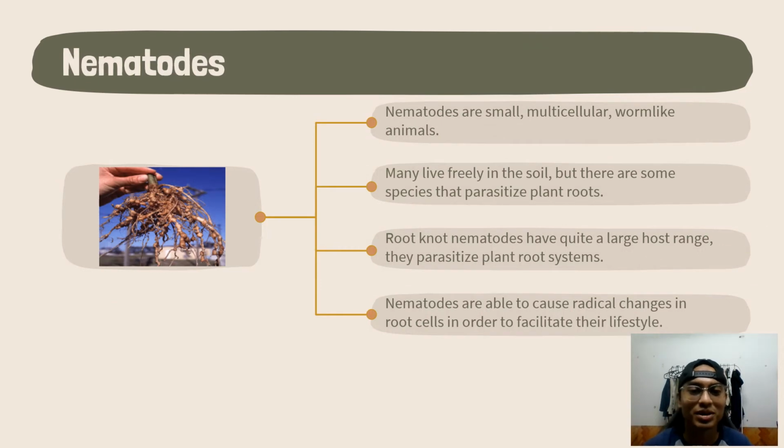Nematodes are small multicellular worm-like animals. Many live freely in the soil, but there are some species that parasitize plant roots. They are a problem in tropical and subtropical regions of the world, where they may infect crops. Root knot nematodes have quite a large host range. They parasitize plant root systems and directly affect the uptake of water and nutrients needed for normal plant growth and reproduction. Nematodes are able to cause radical changes in root cells in order to facilitate their lifestyle.